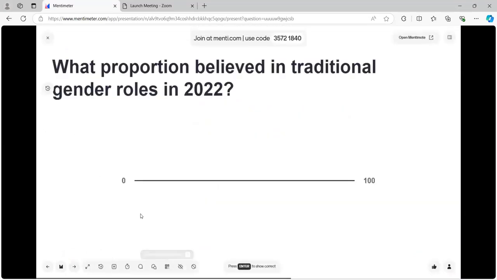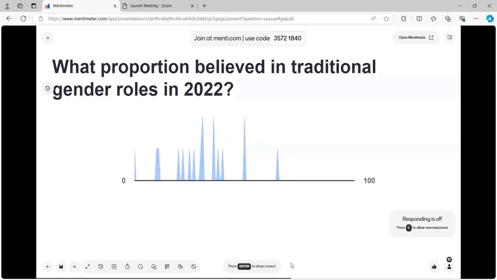But where do you think it is in 2022? What do you think the rate is? And I'm just going to give you 30 seconds to put a dot on the cross there. Okay, so we have some quite optimistic people down on the left end, a real pessimist somewhere up near the top. The correct answer is 9%.